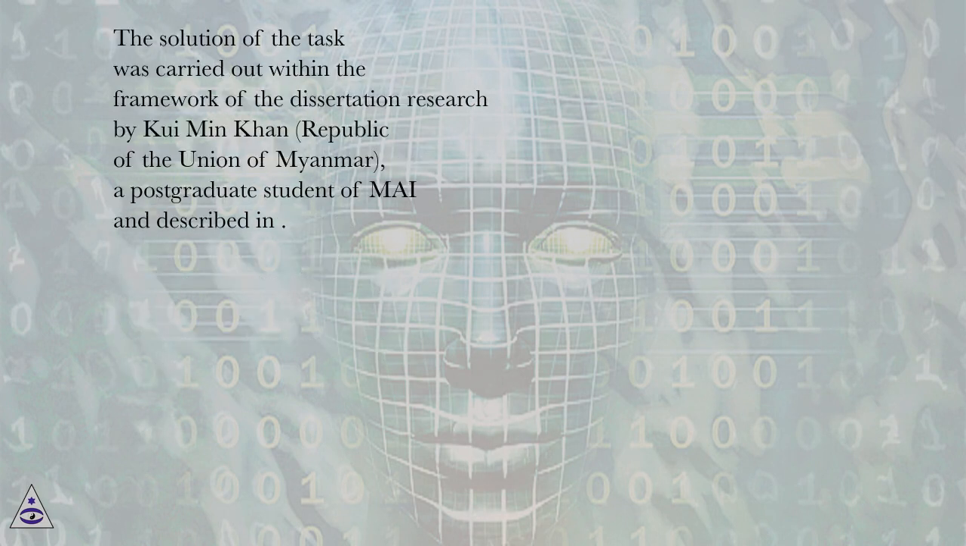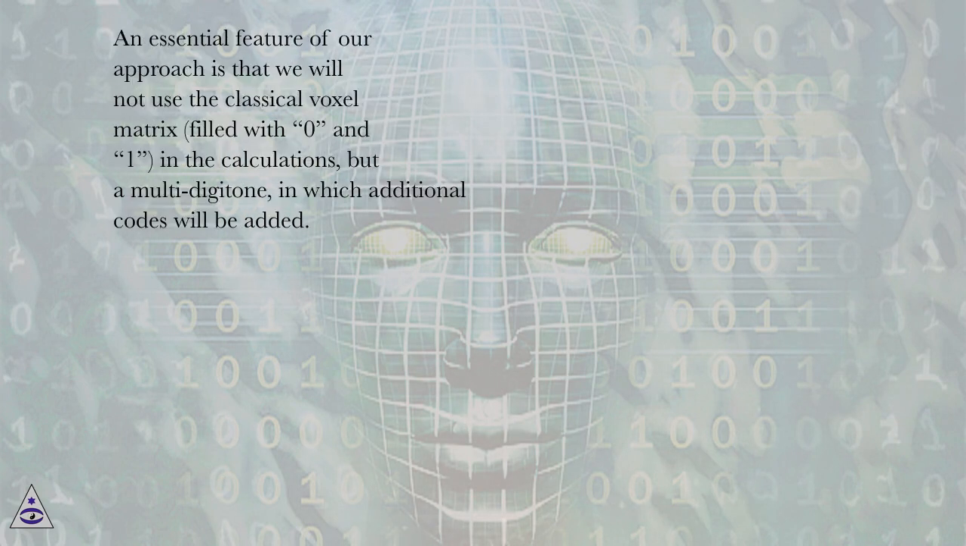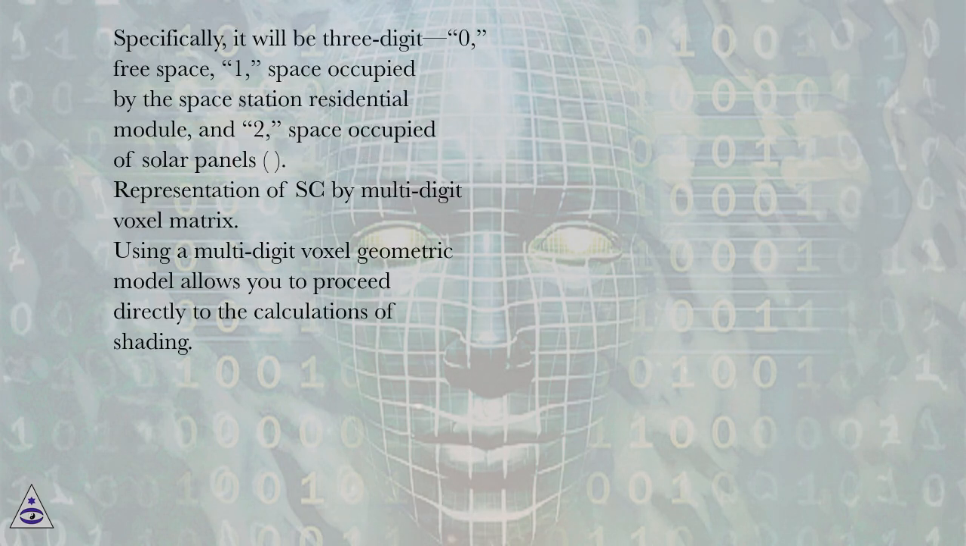The solution of the task was carried out within the framework of the dissertation research by Quy Minh Khan, Republic of the Union of Myanmar, a postgraduate student of mine, described in. An essential feature of our approach is that we will not use the classical voxel matrix, filled with 0 and 1, in the calculations, but a multi-digit one, in which additional codes will be added. Specifically, it will be 3-digit: 0, free space; 1, space occupied by the space station residential module; and 2, space occupied by solar panels. Representation of SC by multi-digit voxel matrix.